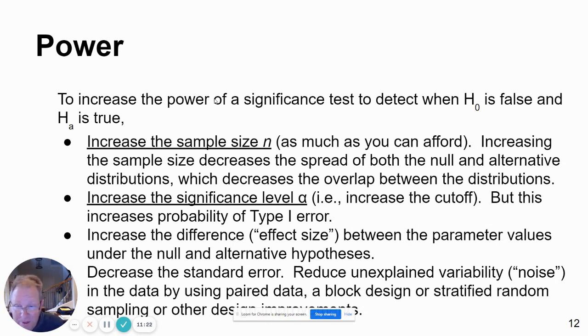And the last one is we can decrease the standard error, but this typically requires a different way of gathering data. So we can reduce the variability, or noise, in the data by using paired data, a block design, or stratified random sampling, or other design improvements. So those would be ways to decrease standard error.